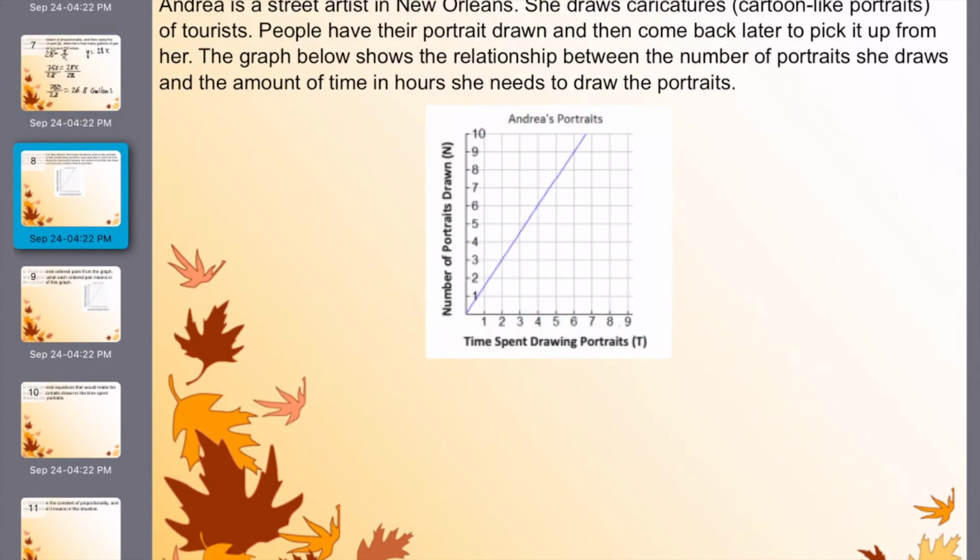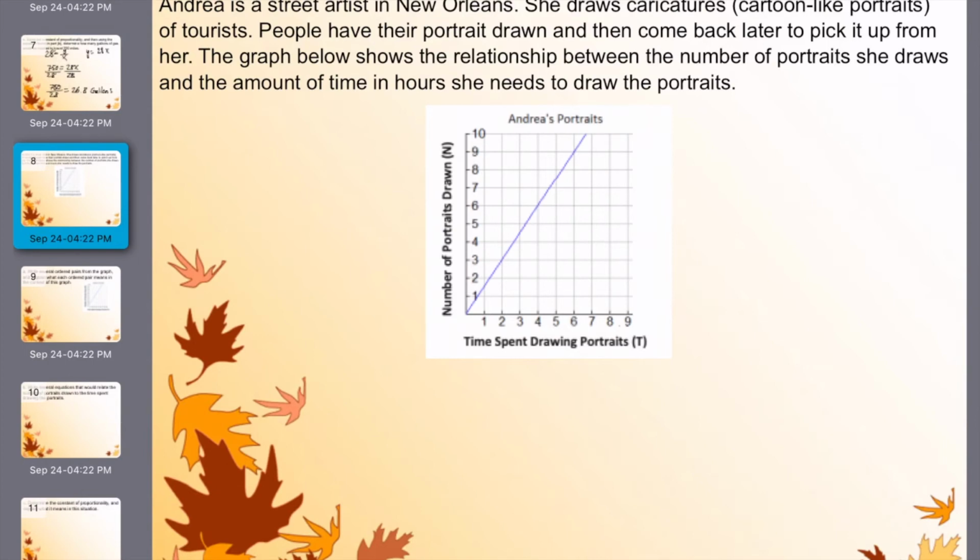So, Andrea is a street artist in New Orleans. She draws caricatures, which are cartoon-like portraits of tourists. People have their portrait drawn and then come back later to pick it up from her. The graph below shows the relationship between the number of portraits she draws and the amount of time in hours she needs to draw them.